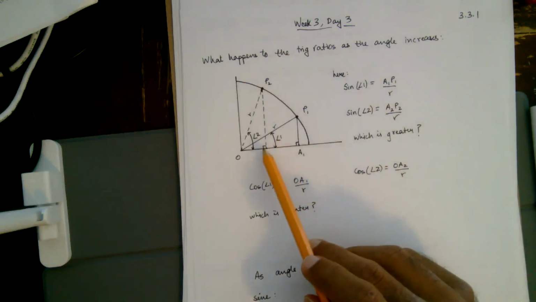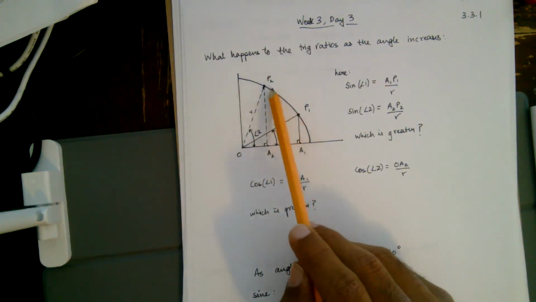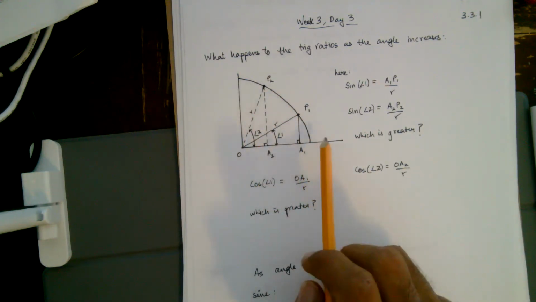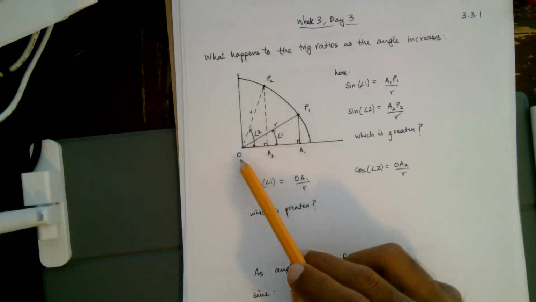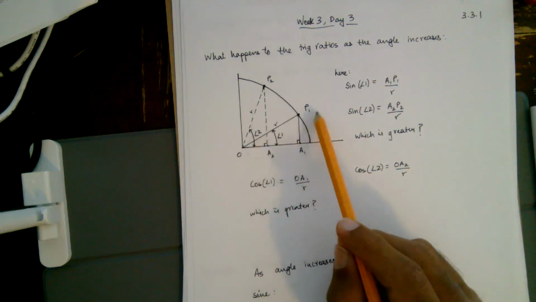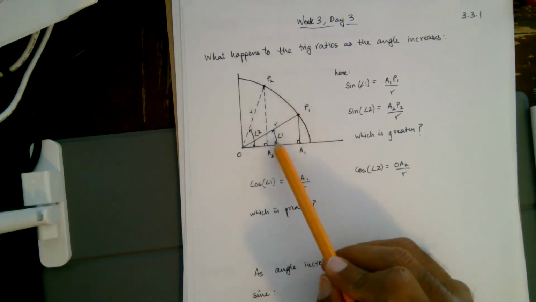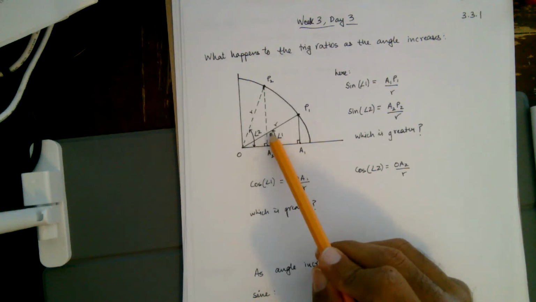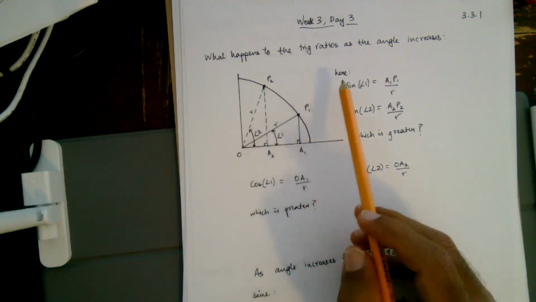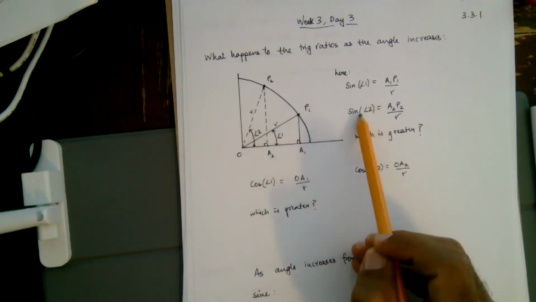So I have a reference diagram here. P1, P2 are on the arc of a circle and I have two right triangles here. There is a right triangle OA1P1 and OA2P2. And I have two corresponding angles, angle 1 and angle 2. Clearly angle 2 is larger than angle 1. So I am going to use this to understand what happens to the sine values.